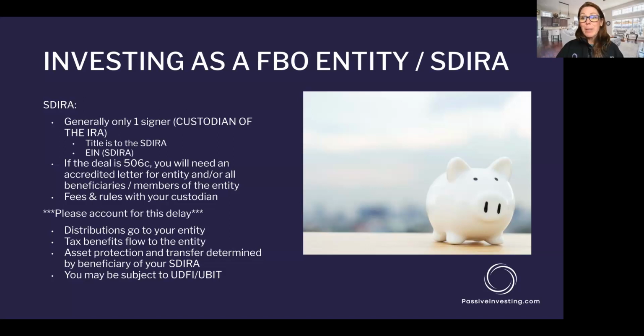All right, the tax benefits will flow to the self-directed IRA account and stay locked up there. So they're not going to flow to you personally, so you can use them on your 1040. The asset protection and how things transfer are going to be determined by the beneficiary you've listed for your self-directed IRA account.